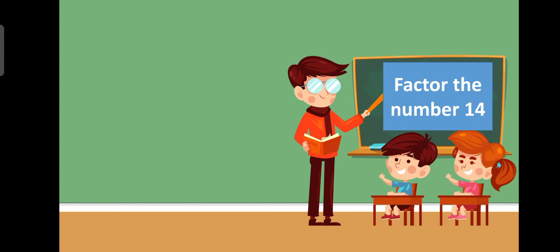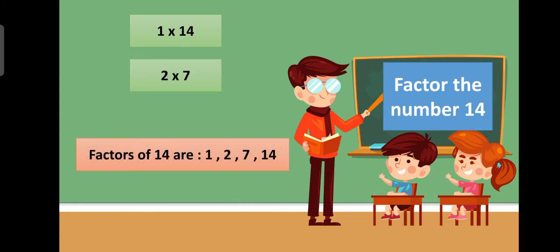Now we will find the factors of number 14. In table 1, 1 by 14. In table 2, 2 by 7. So the factors of 14 are 1, 2, 7, and 14.